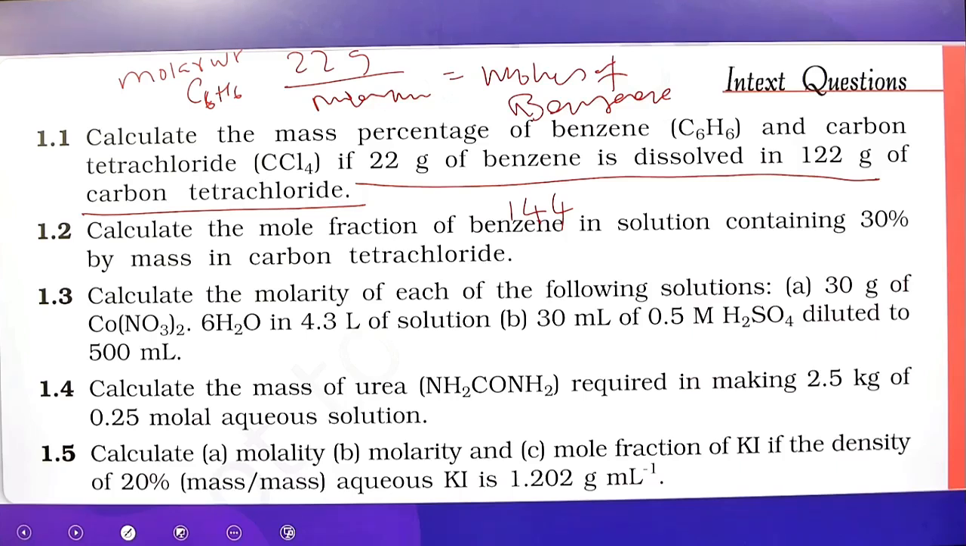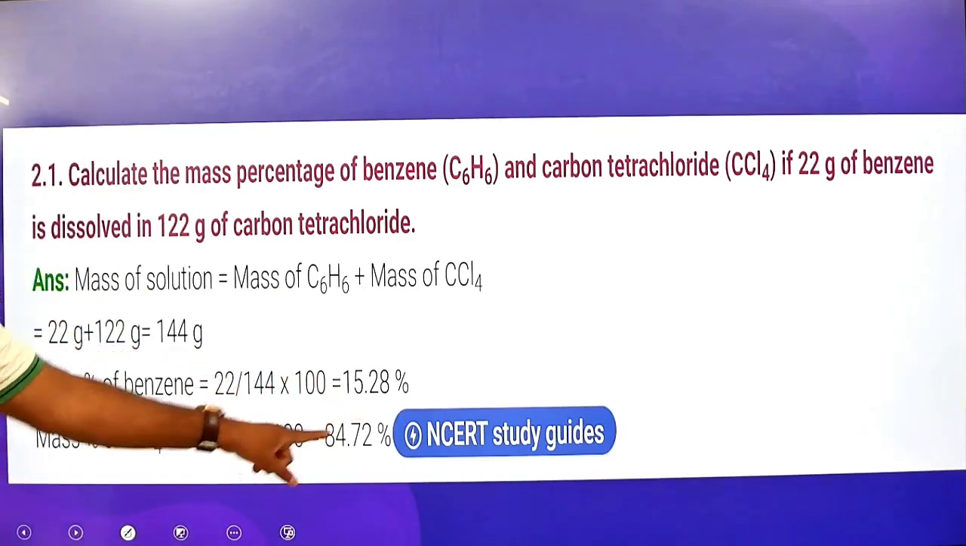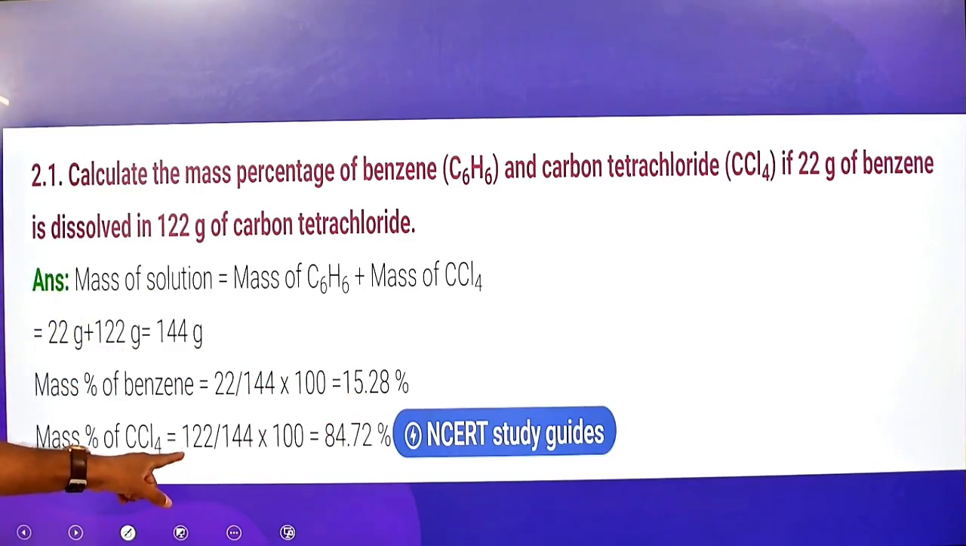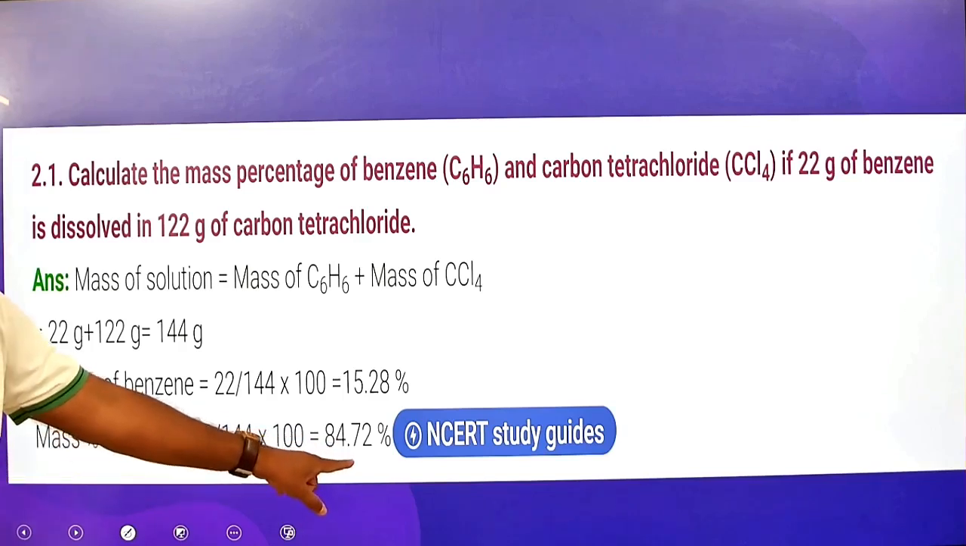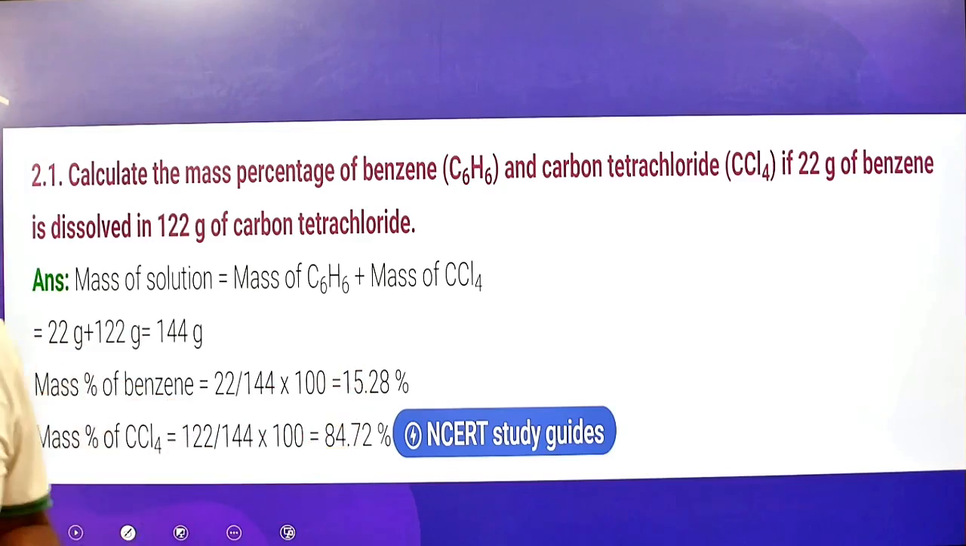So what will happen? 22 divided by 122 plus 22. 22 divided by 144, which is nothing but? 15.28%, and this will be 122. The mass percentage of the solvent is 84, or you can subtract this from 100 and it will come. That is all the problem is. 2 marks.